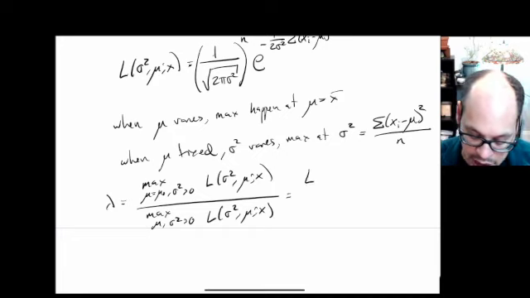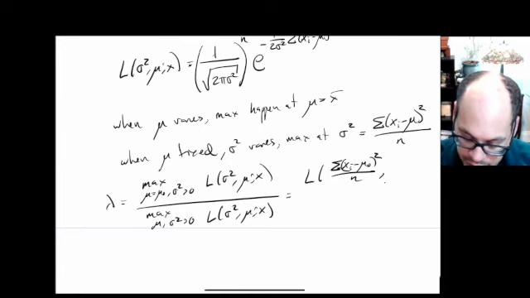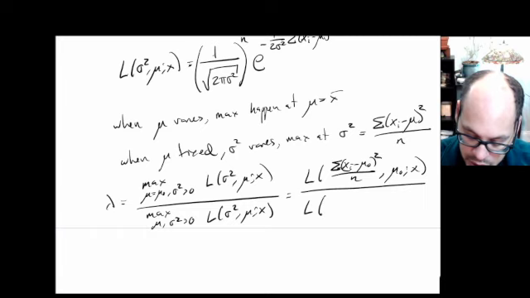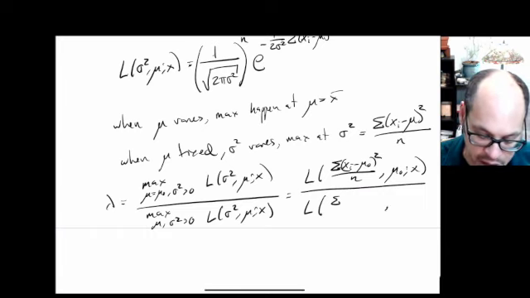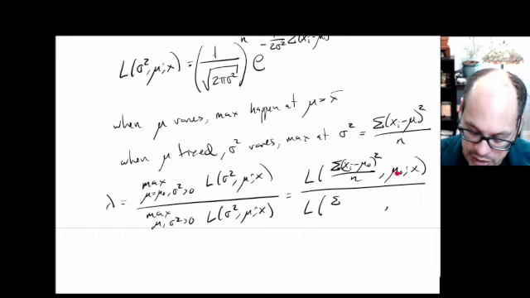We got that in the top, mu is mu naught, and sigma squared is this thing for that given mu, so it looks like the sum of the xi's minus mu naught squared over n. So the main point is that in the top mu is fixed. Mu is fixed to be mu naught, and so this is fixed. And once mu is fixed, the sigma squared maximum happens at this value for that given mu.